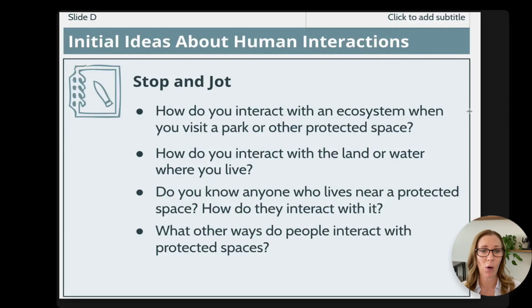There are some guiding questions about how we interact when we visit a park or a protected space, or how humans interact with the land and water where we live. So we're looking at related phenomena or related components in our ecosystems to think about how humans might be interacting in the Serengeti.